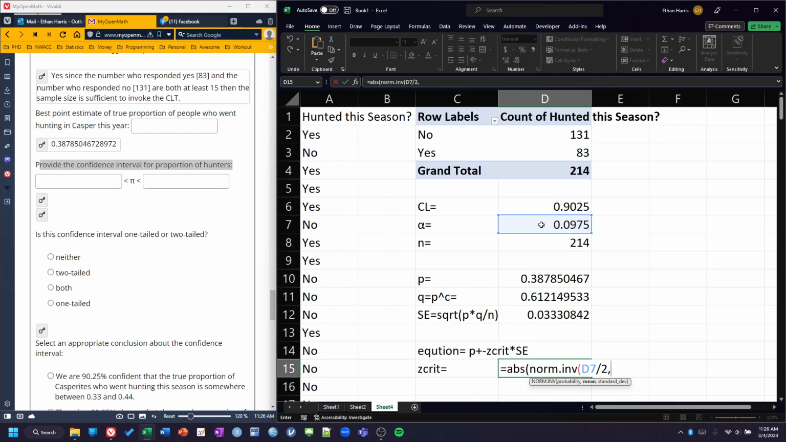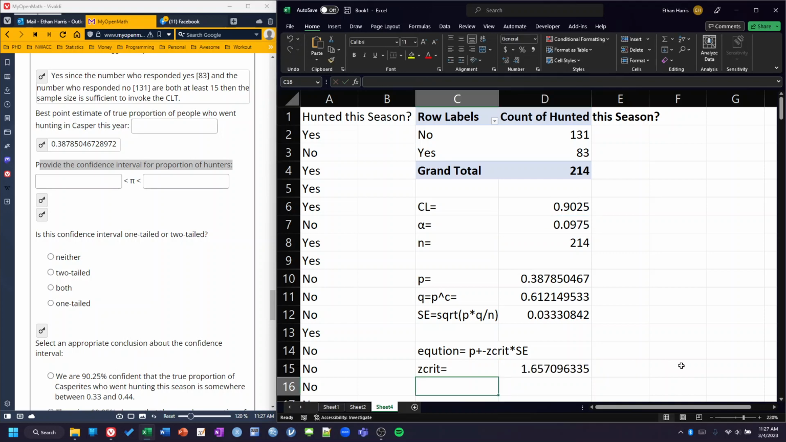And then it's going to ask us for the mean and the standard deviation. Now, when we're looking for a z critical, we don't put in the mean or the standard deviation for what we're calculating. It's going to be using the standard normal distribution. The standard normal distribution always, always, always has a mean of 0 and a standard deviation of 1. So when you're doing this, all you have to do is the absolute value of the norm dot inverse, taking alpha divided by 2, and then comma 0, comma 1. End with 2 parentheses. And that will give us our z critical.